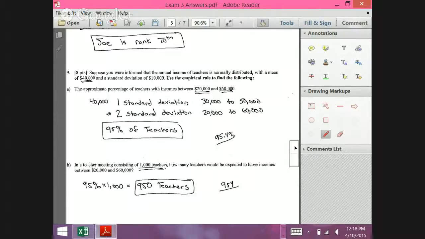A lot of you made that a lot harder than it was meant to be. Some people had some crazy stuff there, doing a lot of calculations. Again, the answer is just 950 teachers or 95%.